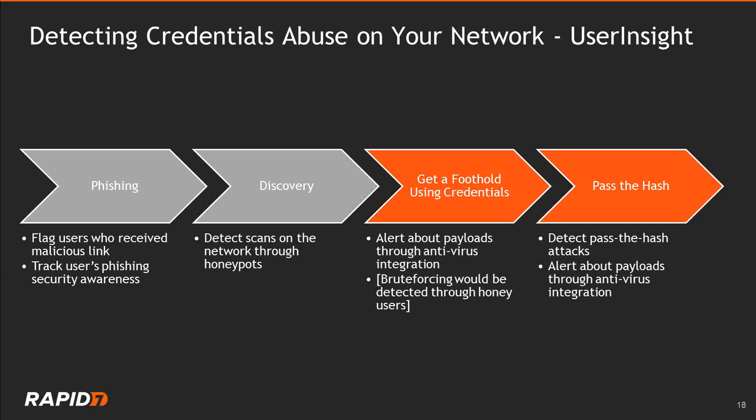We can either look at threat feeds and see who tried to reach out to a malicious URL, or if we know that one particular user has been phished, we can take that URL and very quickly and easily check who else also received the same URL. We can also track users' general susceptibility to phishing attacks and their level of phishing security awareness.